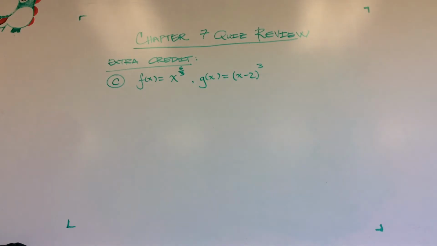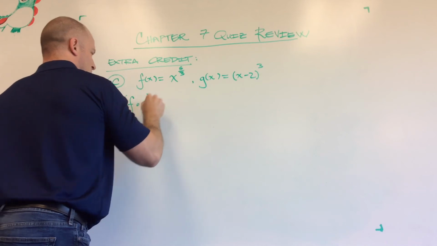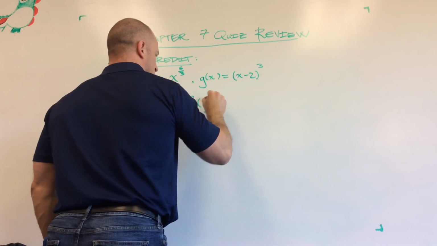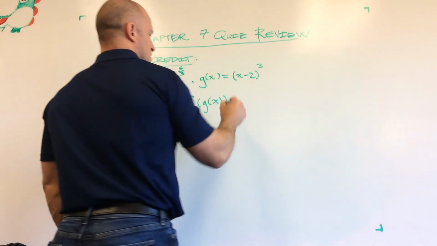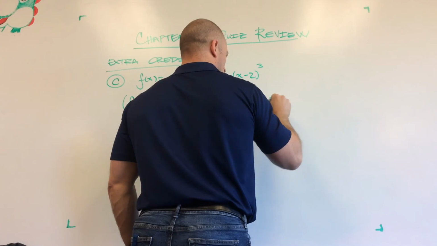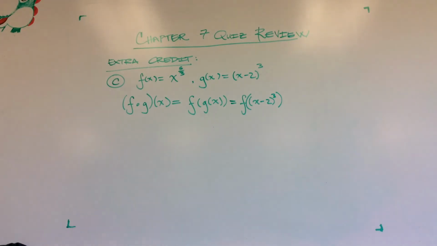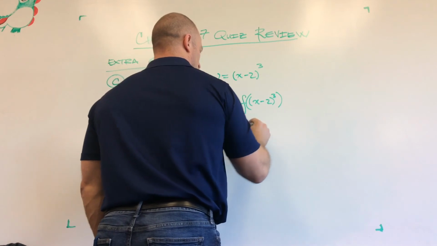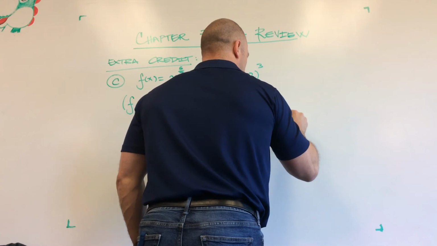And the question asks us to find the composition of f with g. Well, that's just the same as f, where g is the input. So g is x minus 2 cubed. And our parentheses get a little strange here, just keep track of them in that way. But now what this says is we're going to take whatever this is and raise it to the 5/3 power. So we're going to get x minus 2 cubed all to the 5/3 power.